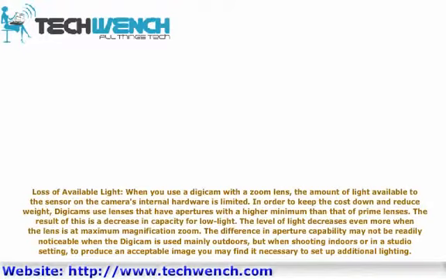The difference in aperture capability may not be readily noticeable when the Digicam is used mainly outdoors, but when shooting indoors or in a studio setting, to produce an acceptable image you may find it necessary to set up additional lighting.